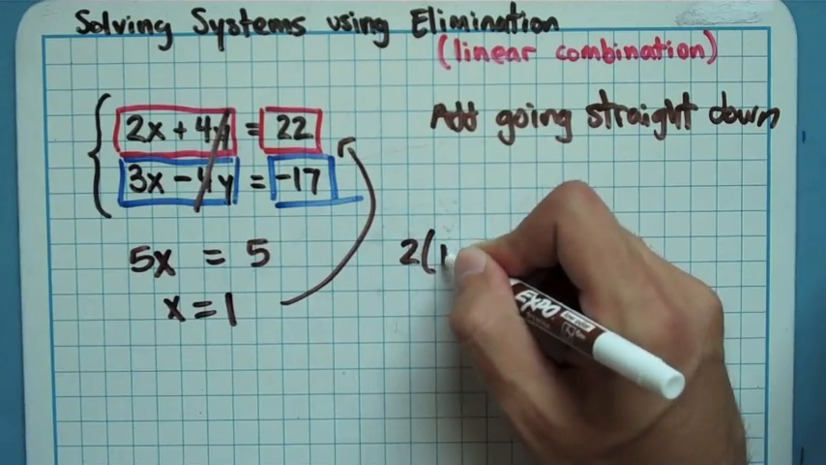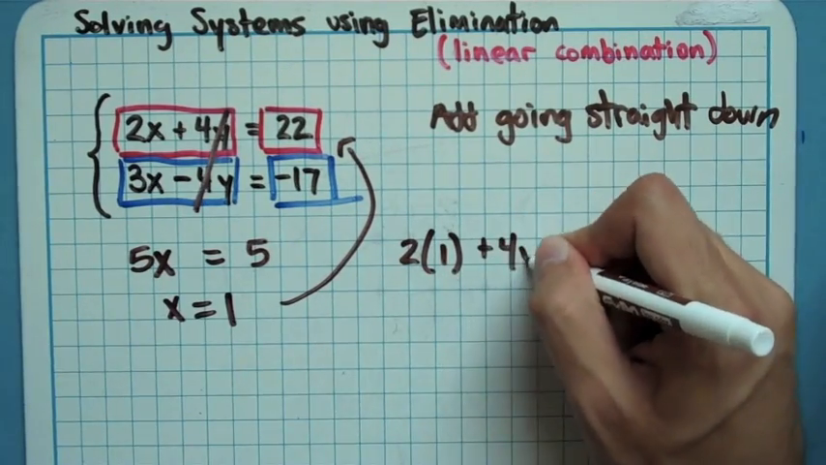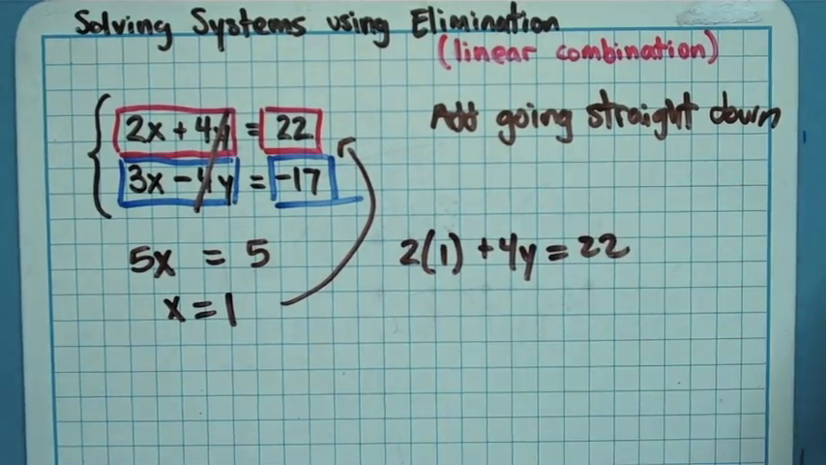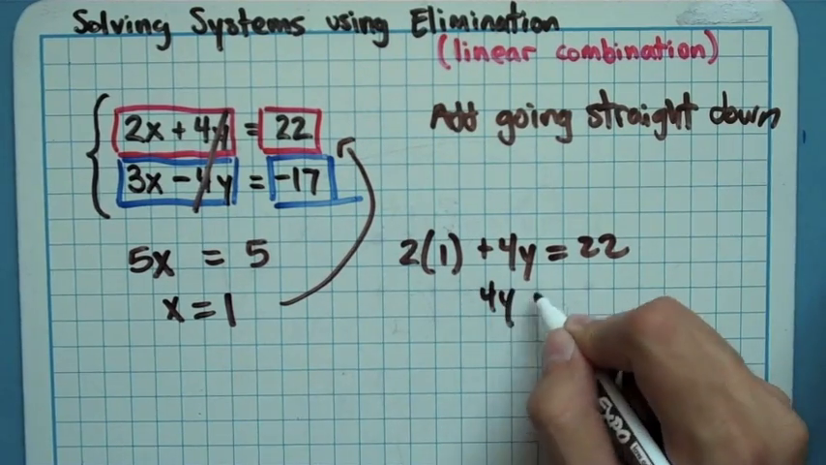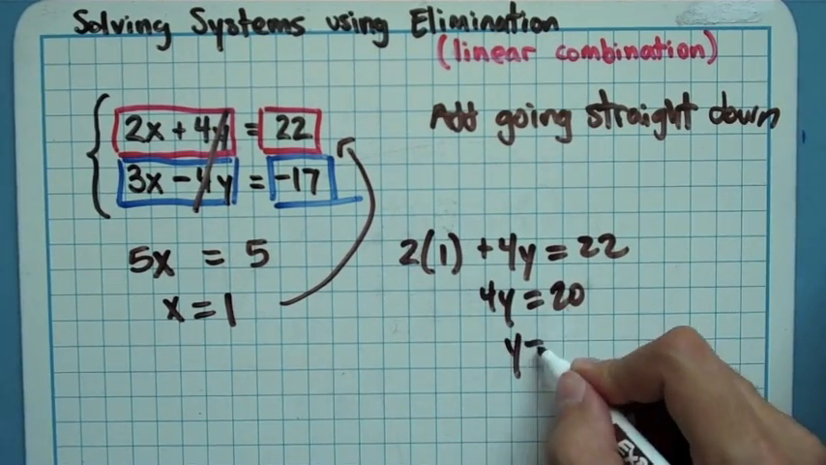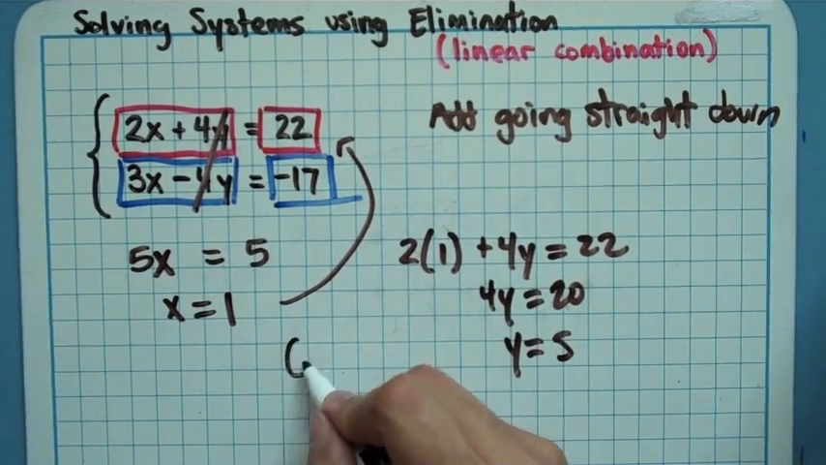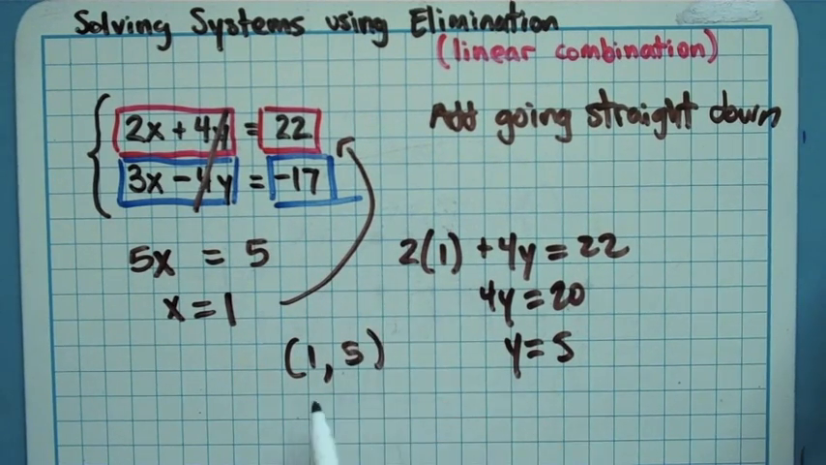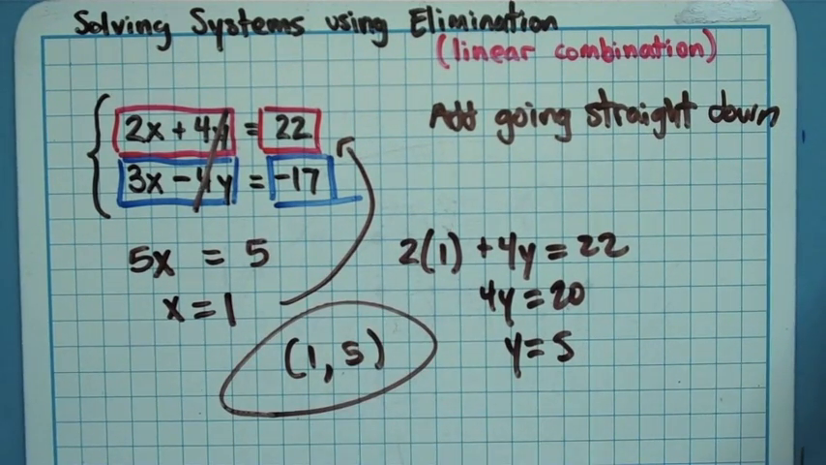Of 2 times 1 plus 4y equals 22, and you just solve that. You get 4y equals 20. I end up getting y equals 5. So my answer is 1, 5. And as you saw, that was a lot faster and a lot less writing than the other methods we've experienced so far.